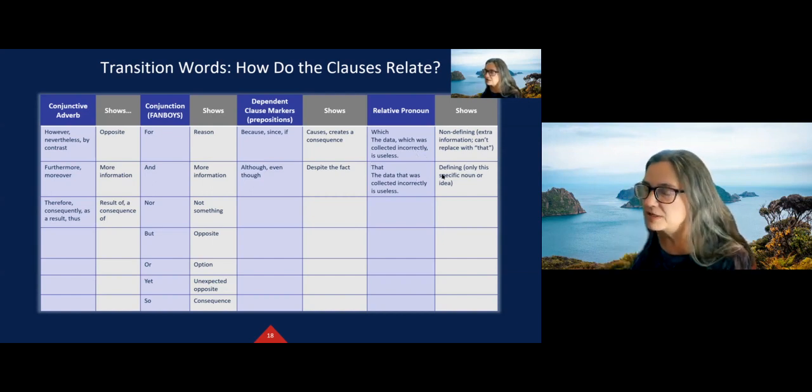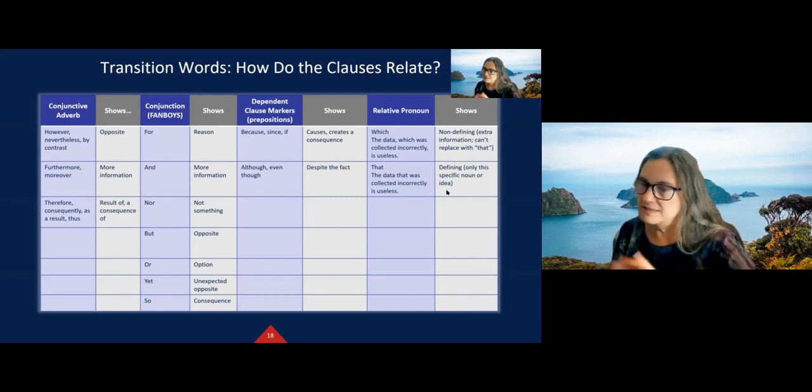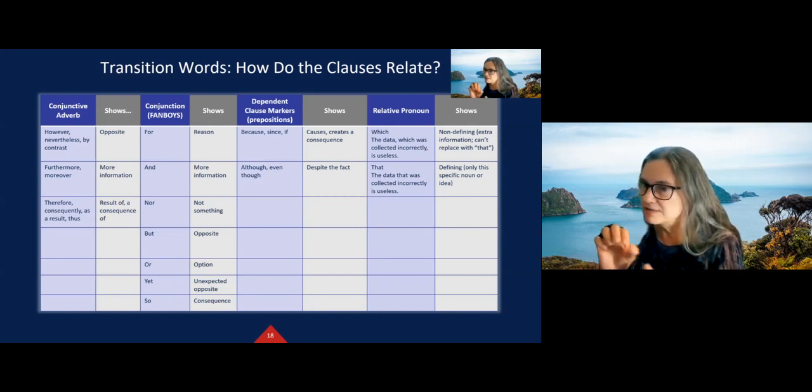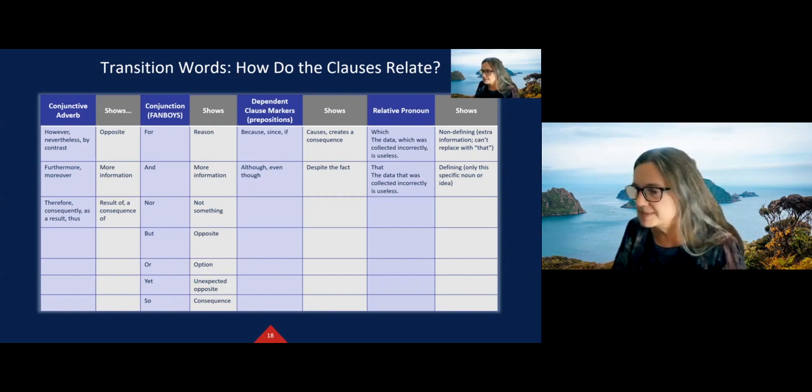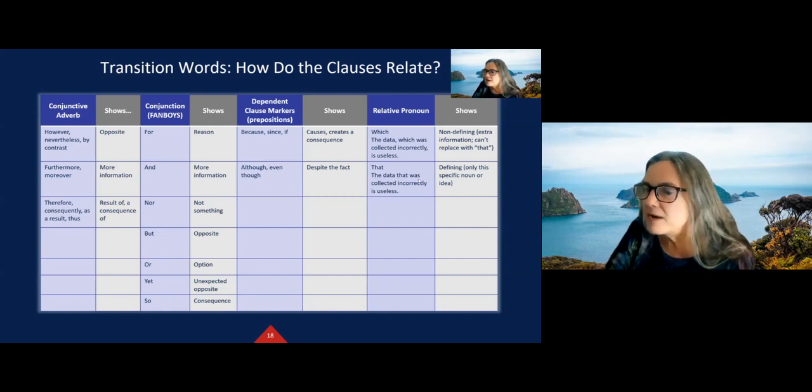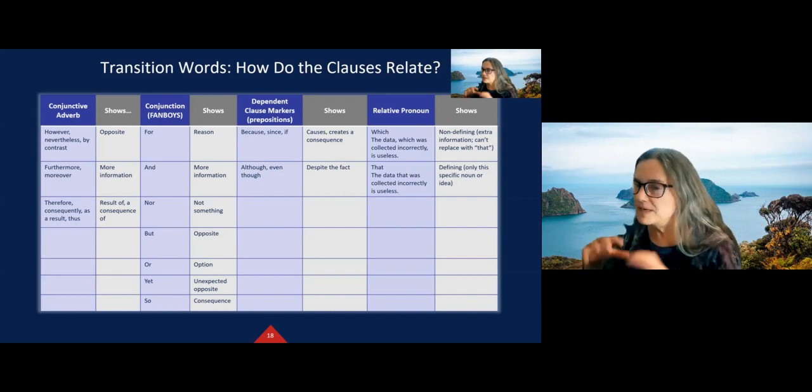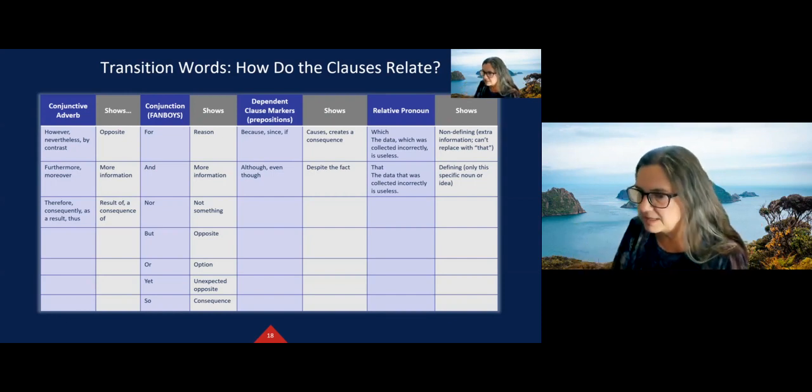That is what's called a defining relative pronoun. By defining, we mean only the specific noun or idea that it refers to. It's defined by that clause that begins with the relative pronoun that. And I'm using that so much in my sentence that it might be confusing. The data that was collected incorrectly is useless. So it's this specific data that was collected incorrectly that is being defined here. It also suggests that there might have been other data that was collected correctly and could be useful.